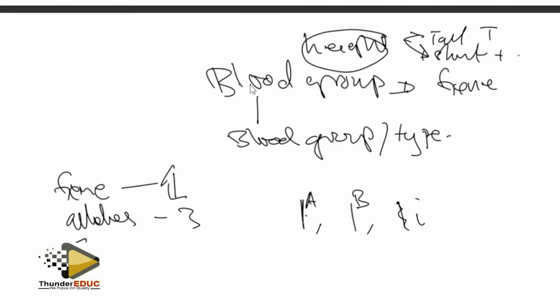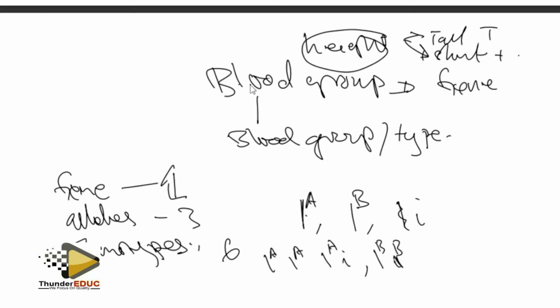How many genotypes? Genotypes, there are 6. Remember, A is either homozygous or heterozygous. That's 2. B is either homozygous or heterozygous. That's 1, 2, 3, 4. Then you have AB, and then you have that for O. That's it.